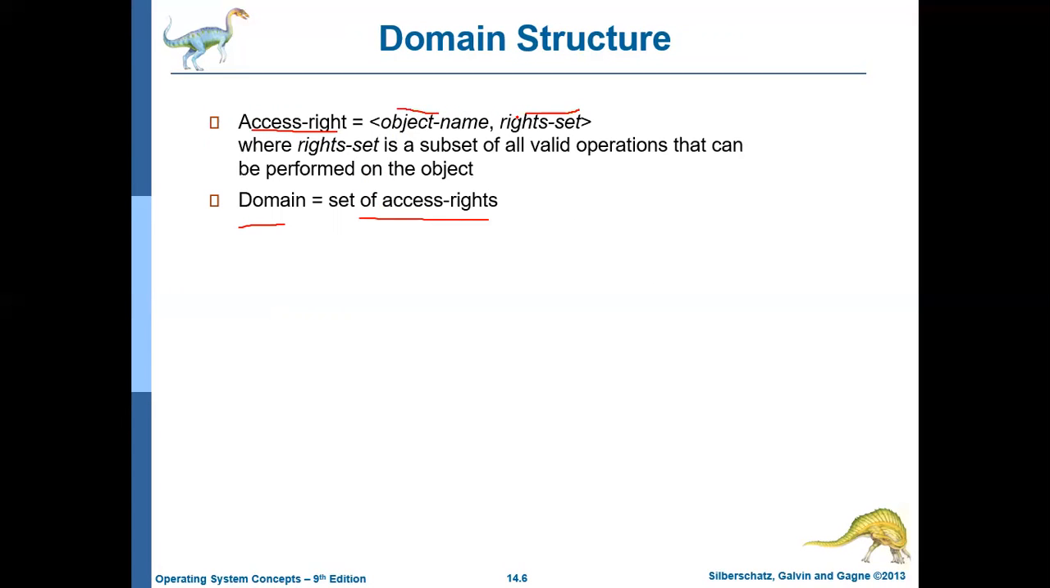An access right is a collection of object name and the rights set. The object name refers to some object. It can be a file or a printer or anything. Let us say an object Oi, which refers to a file or a printer. And this rights set represents what operations can be performed on this object by a given user. It may include read, write, and execute, which means that a given user can perform read, write, and execute operations on this particular object Oi. This Oi can be a file or any other object. If it is only read, then the user can perform only the read operation. If it is only write, then the user can perform only the write operation.